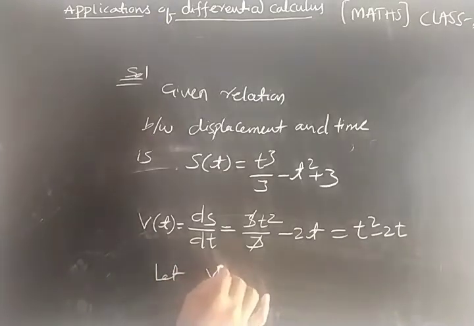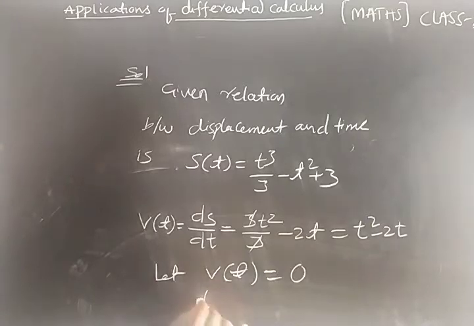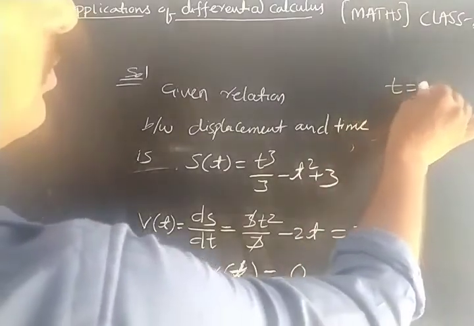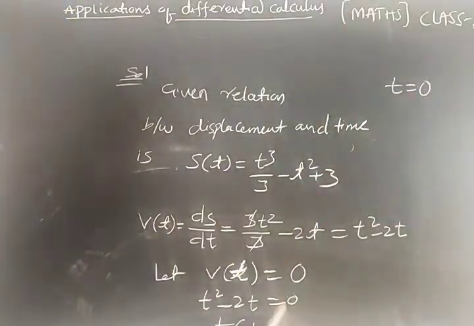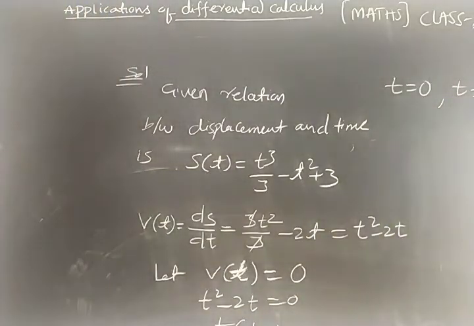Let me take V of t equal to 0. Velocity is equal to 0. Why? Because if you take velocity equal to 0, then you will get at what time it will be 0. So V of t, we already got, is t squared minus 2t equal to 0. From this you will get t into t minus 2 is equal to 0. So t equal to 0. At time t equal to 0, the velocity is 0. At time t equal to 2 seconds, the velocity will be 0.